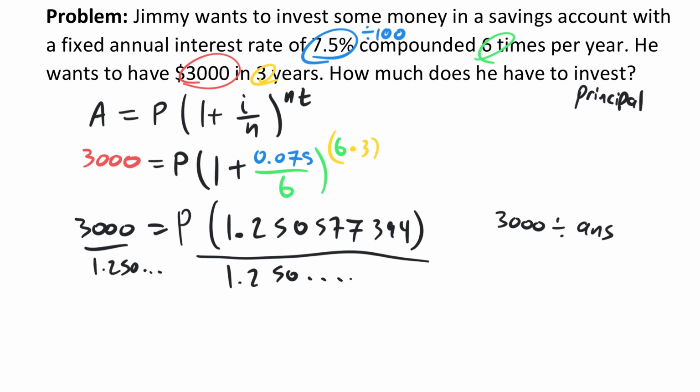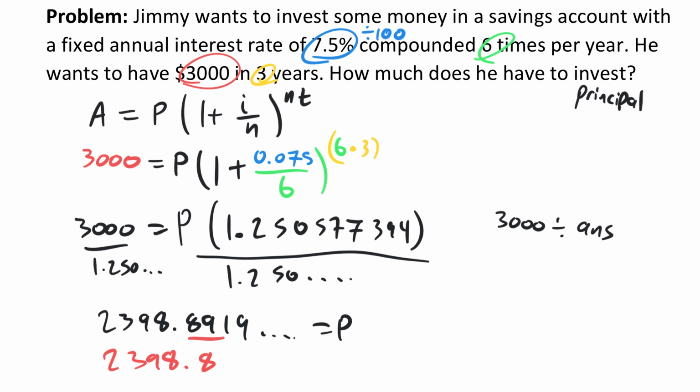And you should get 2398.8919 and so on. But we're going for money, and so money is a special rule in pre-cal. We just round to 2 decimal places. So you get $2398.89. So if Jimmy wants to have 3,000 in 3 years, he needs to invest 2,300, almost 2,400 now.